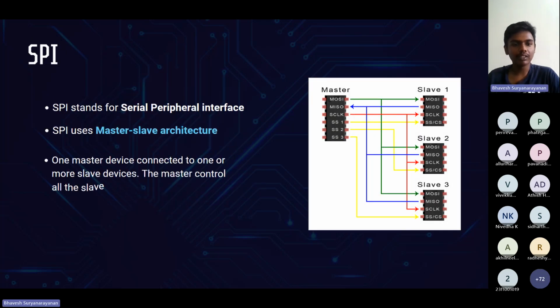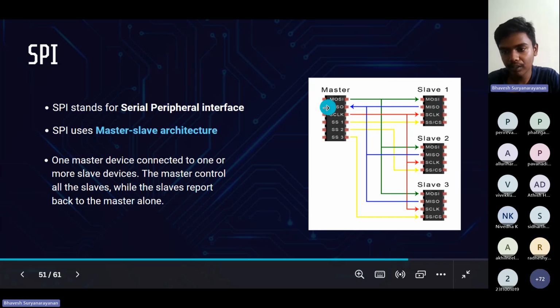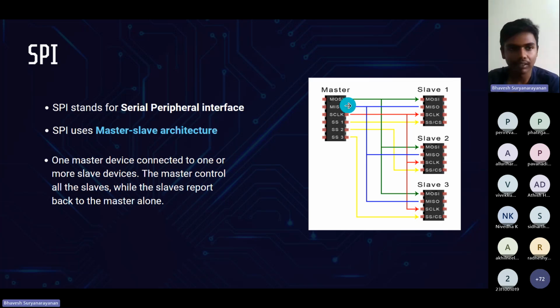So now let's come to SPI. SPI stands for Serial Peripheral Interface. It uses a master-slave architecture. You have a master which is connected to each slave separately, but the slaves are not connected with each other. The master communicates with each slave, but the slaves communicate only back to the master. This is the master-slave architecture that is followed by SPI.